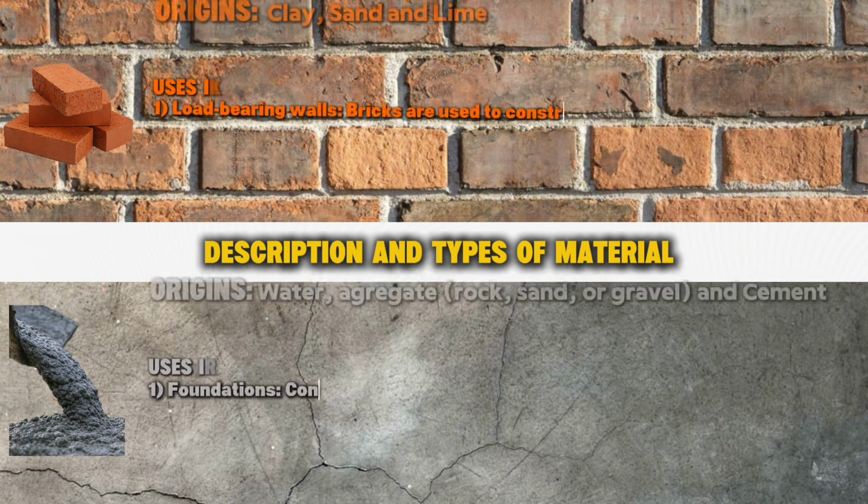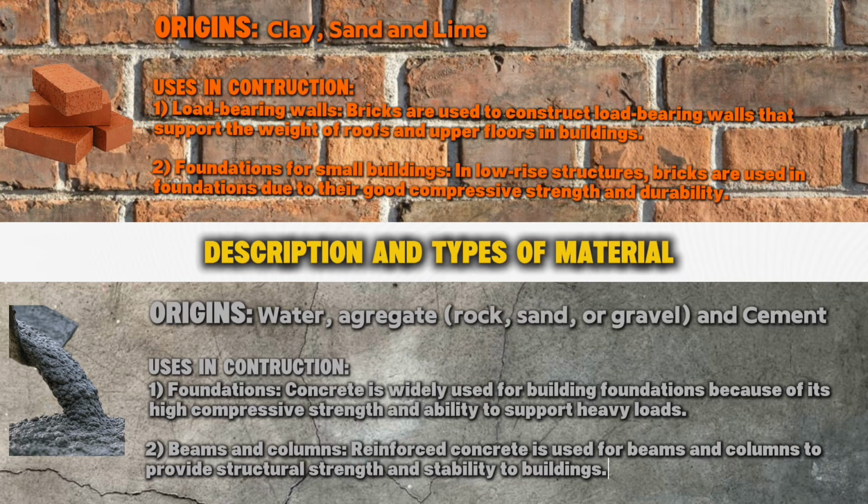The origins of bricks: clay, sand, and lime. In construction, brick is used as load-bearing walls and foundation for small buildings. For load-bearing walls, bricks are used to construct load-bearing walls that support the weight of roofs and upper floors in buildings. For foundation for small buildings, in low-rise structures, bricks are used in foundations due to their good compressive strength and durability.